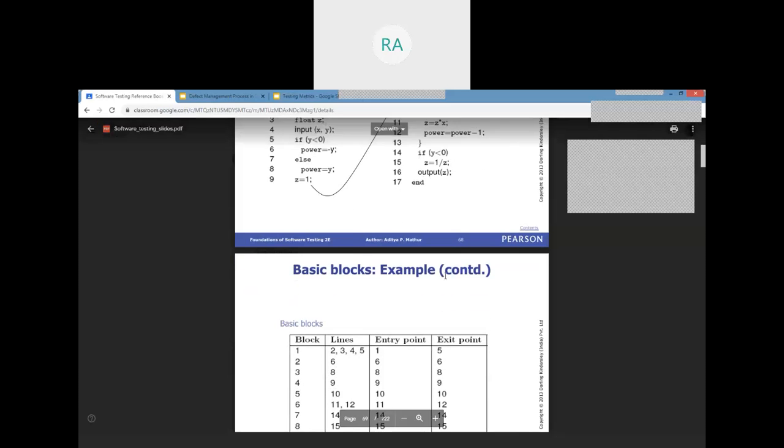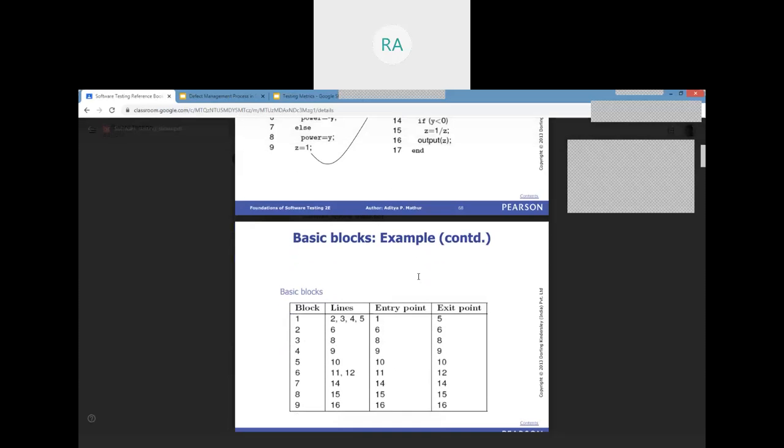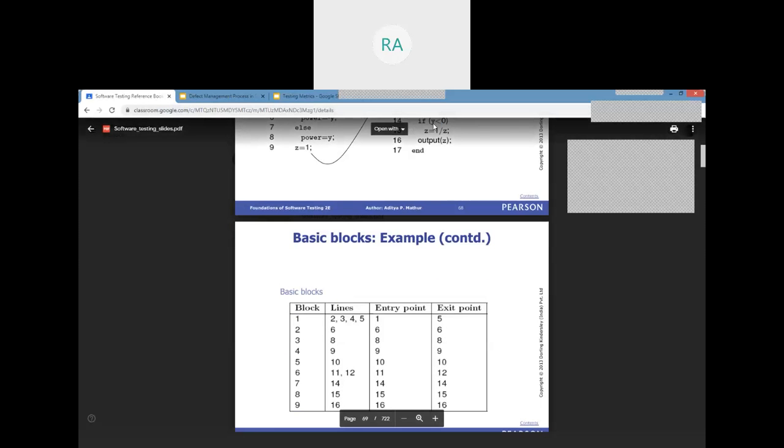After that, block number 6 has line numbers 11 and 12. 11 and 12 are interrelated because they are within the loop body. The body of the loop consists of these two statements. So I am combining 11 and 12 into a single block, block number 6. Then block number 7 has one statement, that is the if statement, line number 14. Then block number 8, again a single statement, 15. Block number 9, line number 16.